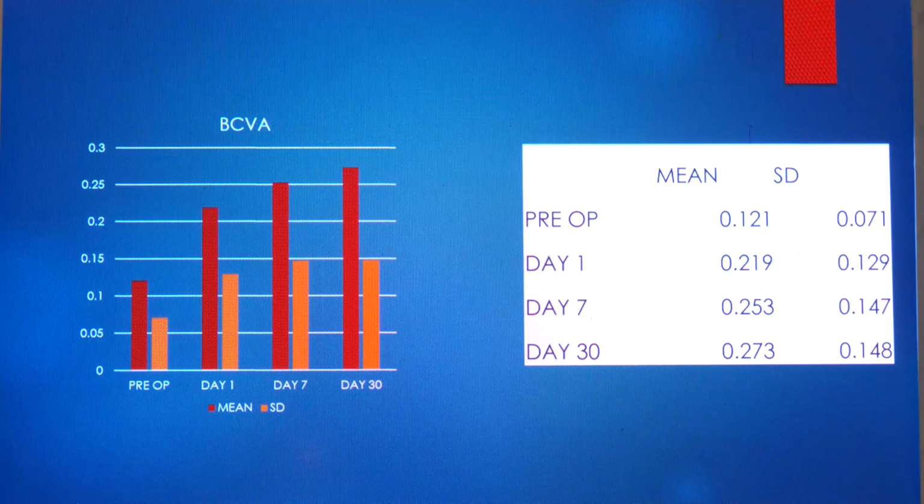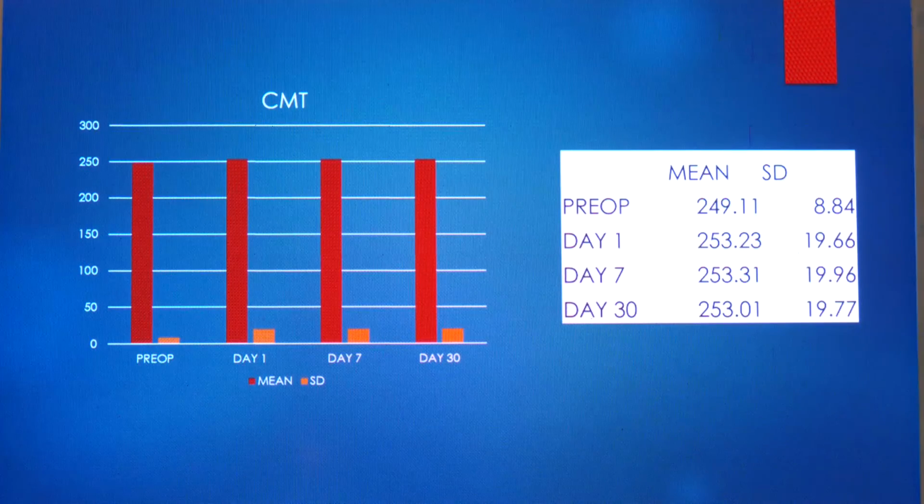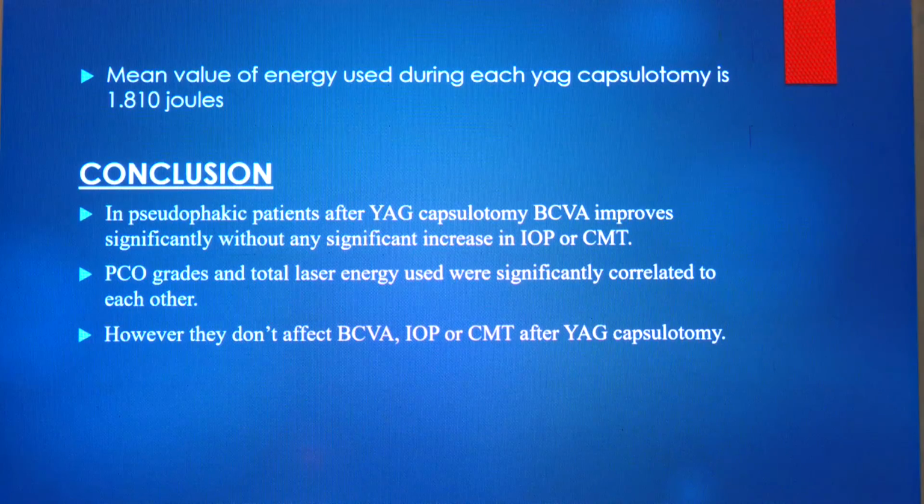So this is the data comparing the BCVA pre-op, day 1, day 7 and day 30. There is visual improvement from the pre-op day to day 30. This is the IOP. There is initial rise in IOP, followed by a decrease, and it remains almost the same for day 1, day 7 and day 30. Central macular thickness for day 1, day 7 and day 30 is almost the same. Mean value of energy used during each YAG capsulotomy is 1.81 joules.